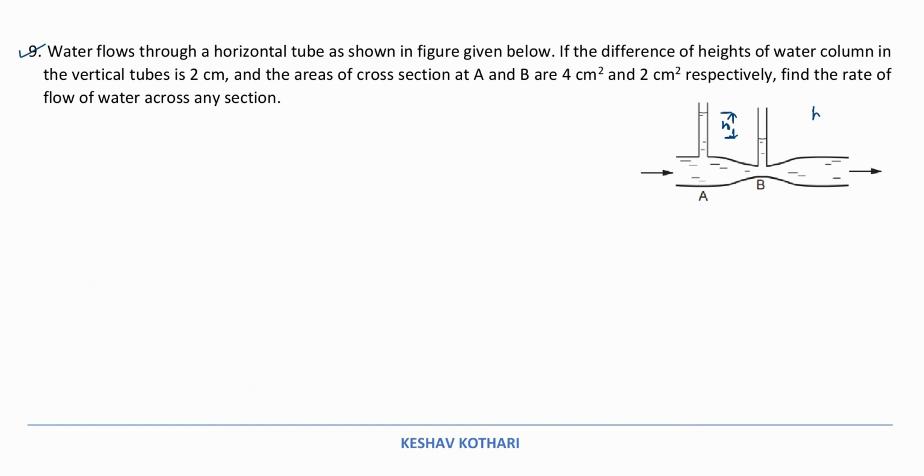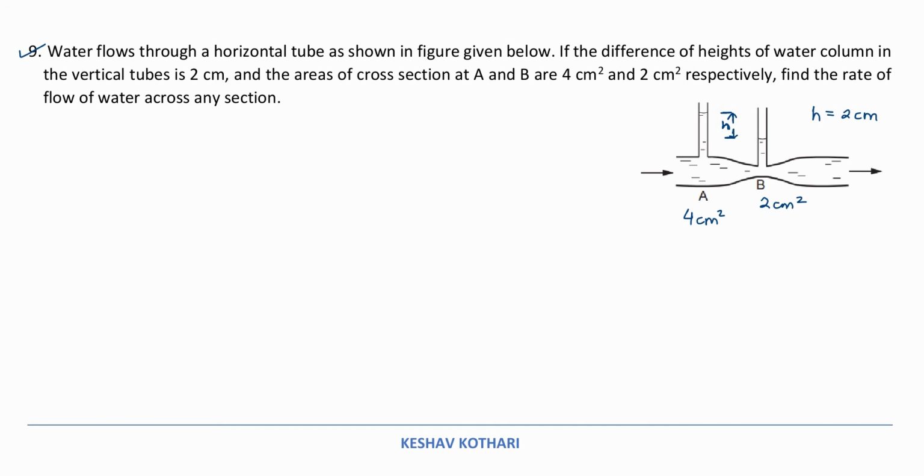So we are dealing with the next problem. Water flows through a horizontal tube as shown in the figure given below. If the difference of the height of water column in the vertical tube is 2 centimeter, that is this particular aspect, this h, so this h over here is given to us as 2 centimeter, and the areas of the cross section at A and B are 4 centimeter square and 2 centimeter square respectively. Find the rate of flow of water through any section.